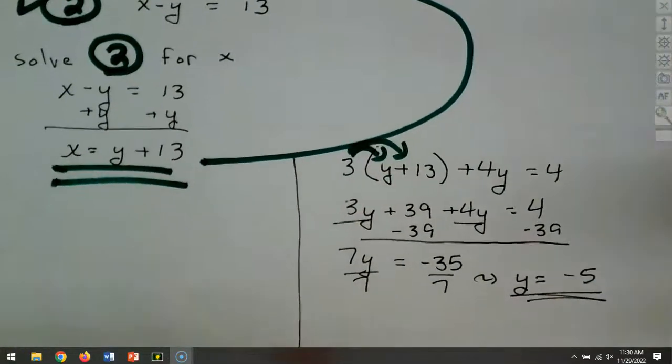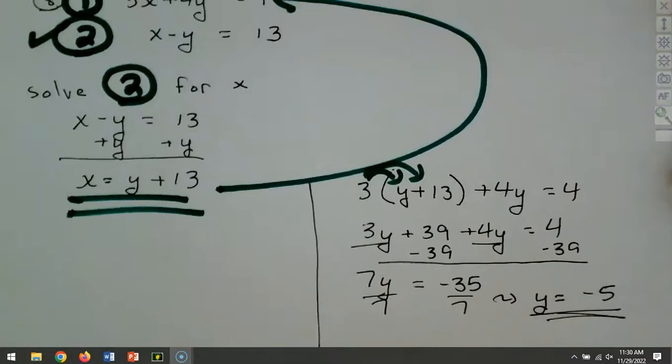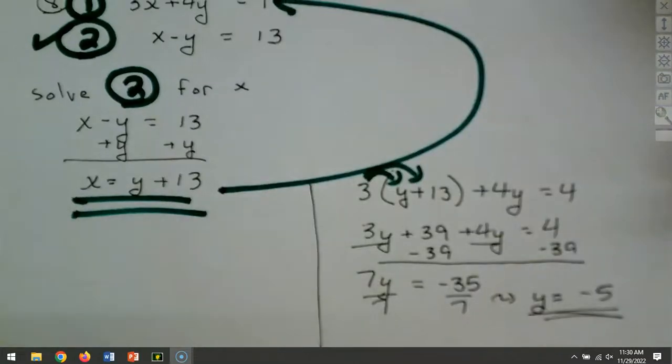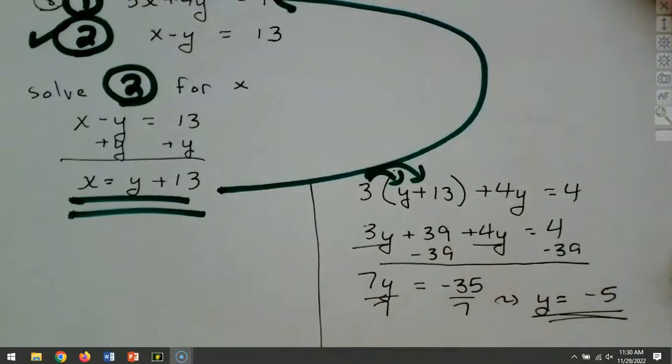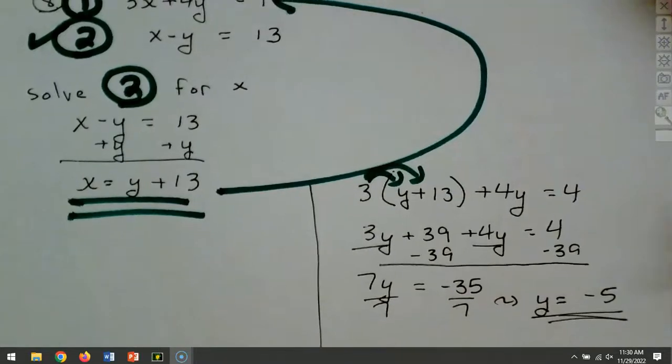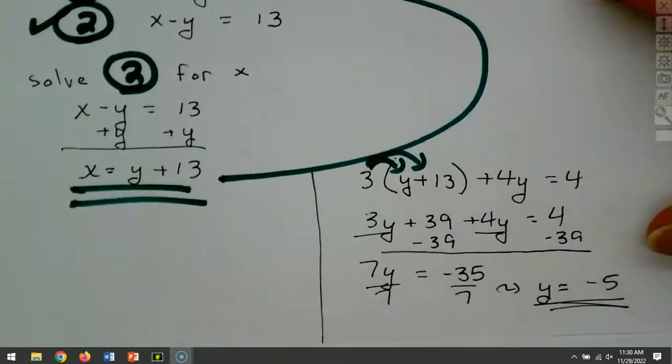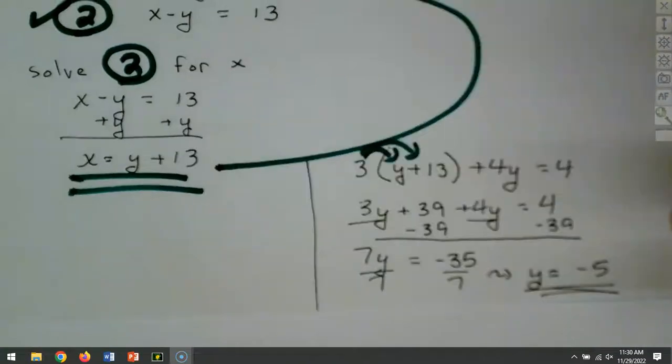Now, we are not done yet. Because what do we have? We have x's and y's. We found the value of y. How do we find the value of x? To find the other value, we plug it in. It doesn't matter where we plug it into. Once you find one of them, you just plug it in.